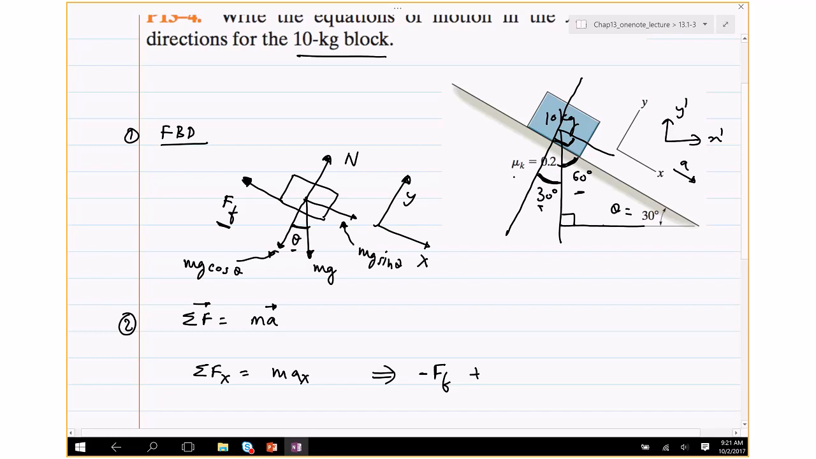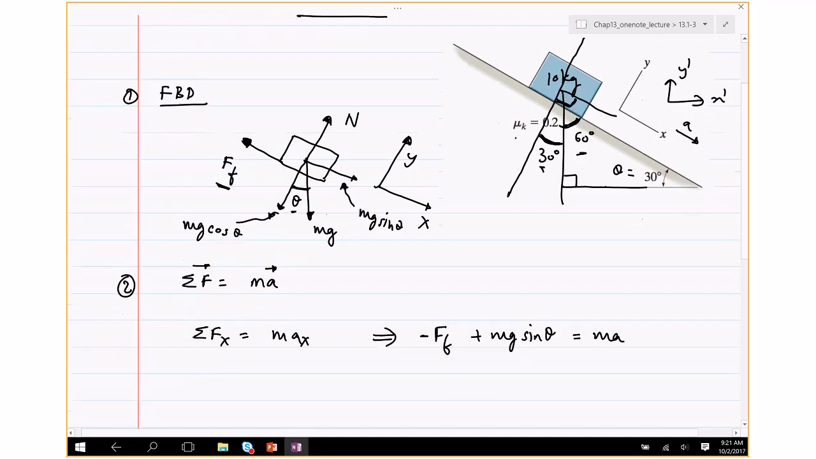Then there's mg sine theta, which acts in the positive x direction, and that's equal to mass times acceleration. So that completes my force equilibrium in the x direction. I need to do the same thing in the y direction. Fy is mass times ay.